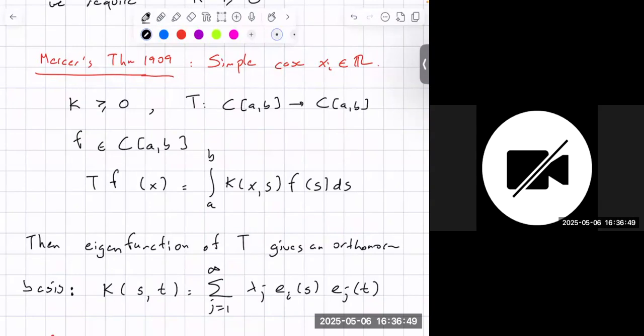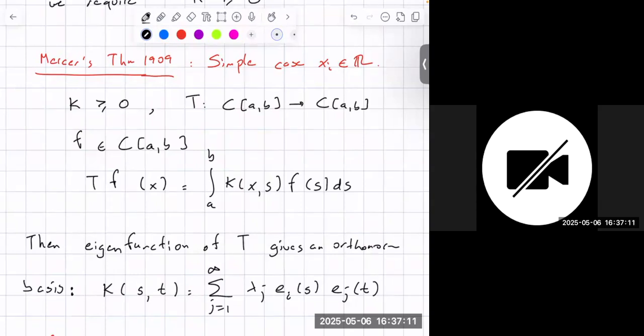It looked like a French last name, but the paper is still accessible online. Turns out they scanned the first few pages of this paper. If you just Google Mercer's theorem, you can find the paper this guy wrote more than 100 years ago in the Proceedings of the Royal Society of London or something like that. Okay, so what does it say?